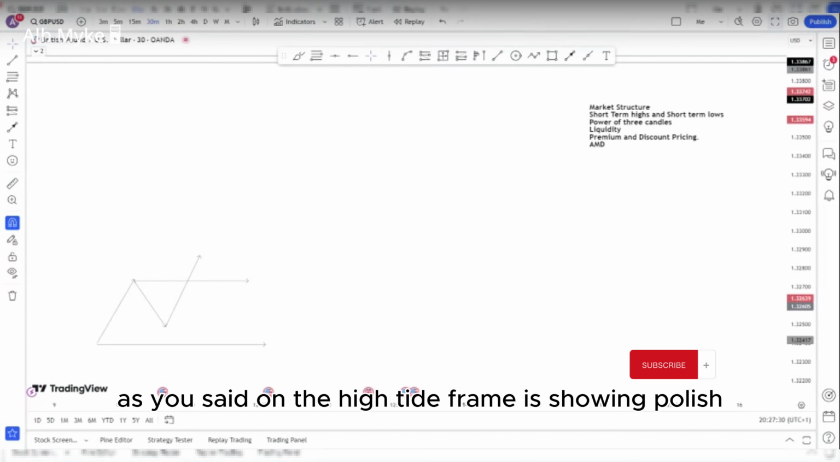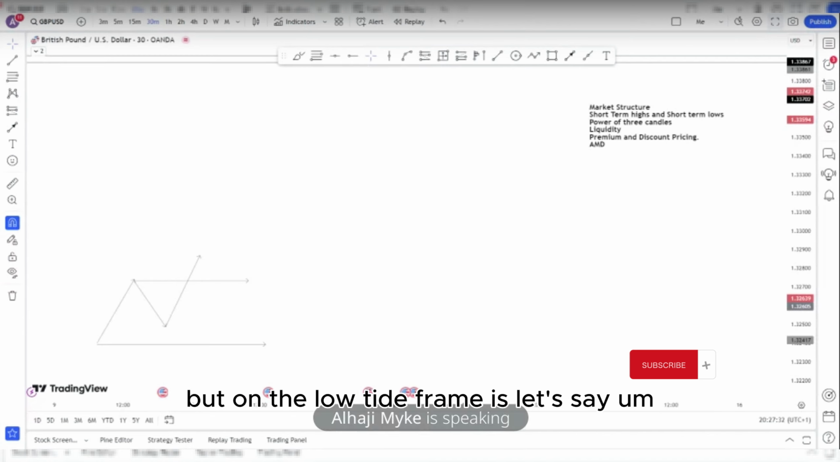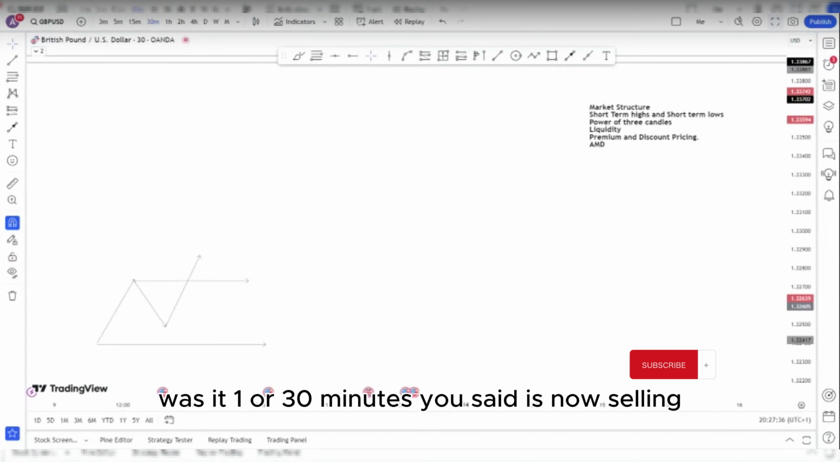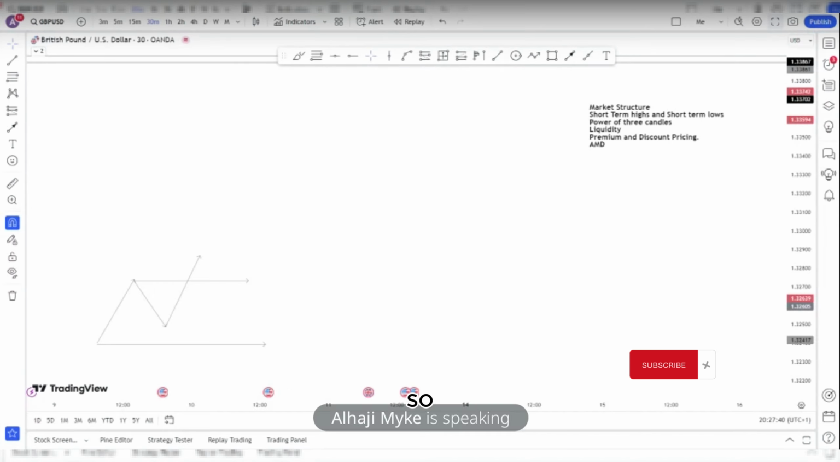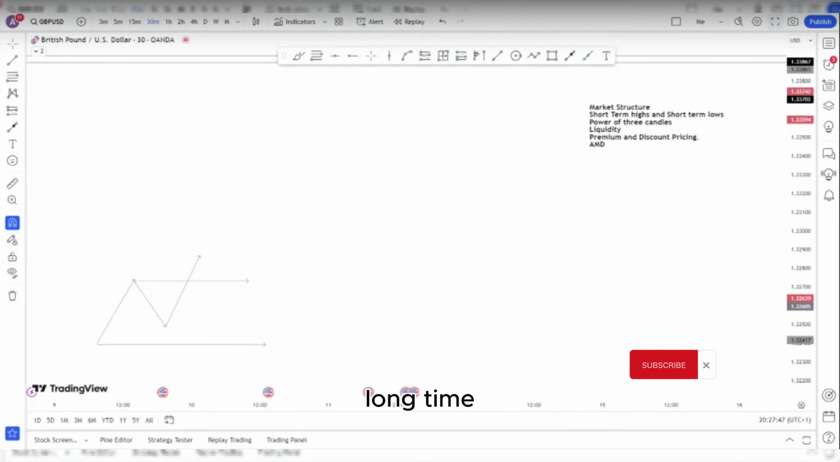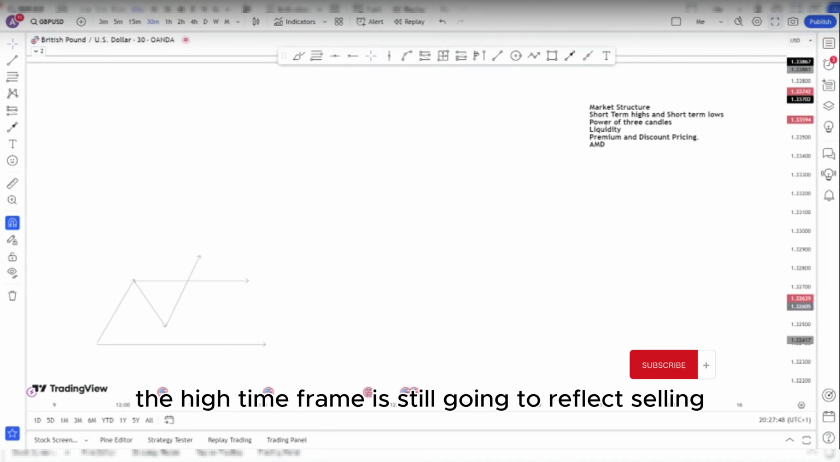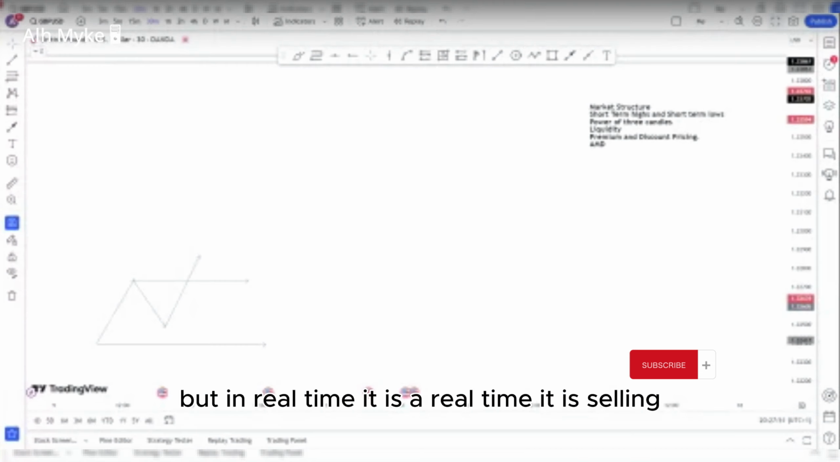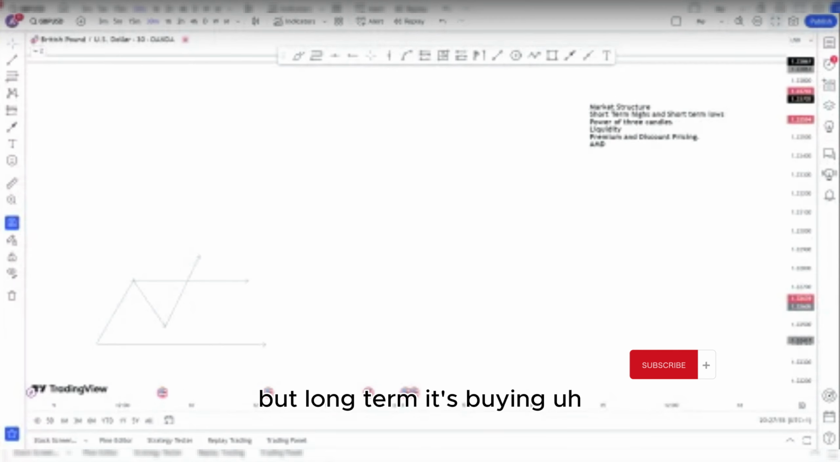You said the higher time frame is showing bullish, but the lower time frame is, let's say, the 1 hour or 30 minutes, you said is now selling. Yeah. So I believe long term is still going to reflect selling. In real time it is selling, but long term it's buying. All right, good.